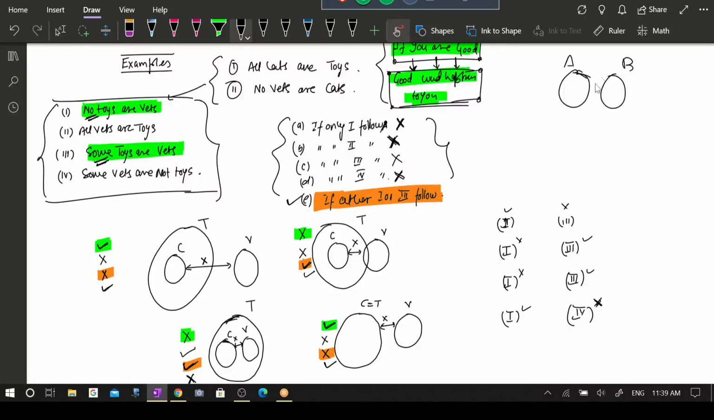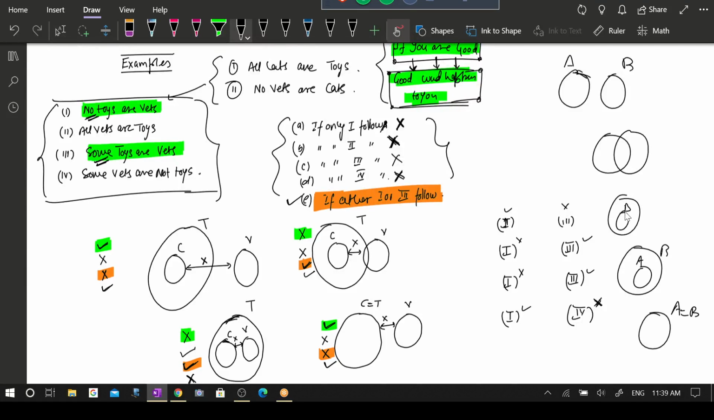Given 2 sets A and B, there are 5 possibilities. First, they are disjoint; second, some A are B; third, A is contained in B; fourth, B is contained in A; fifth, both are equal. These are called complementary pairs. This would always work.